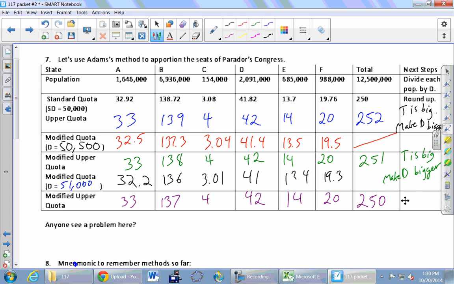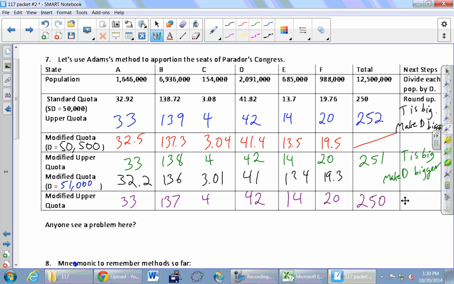So admittedly, it's not the most fun process to do, but with a little bit of practice, you can kind of churn through these calculations relatively quickly. I will tell you on the test, which is still a ways away, there's going to be a question about Adams' method, and it's going to say, do the whole process. So how can I make it so you don't spend half an hour fiddling with this divisor until you get one that works?